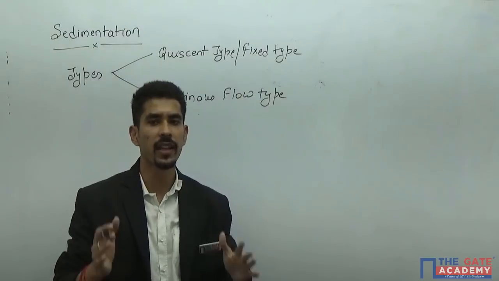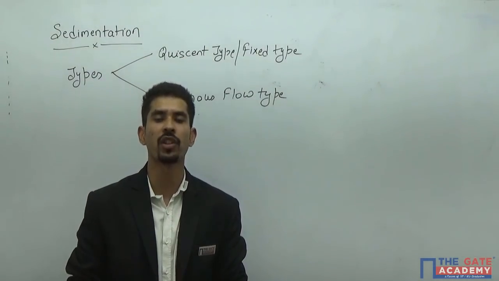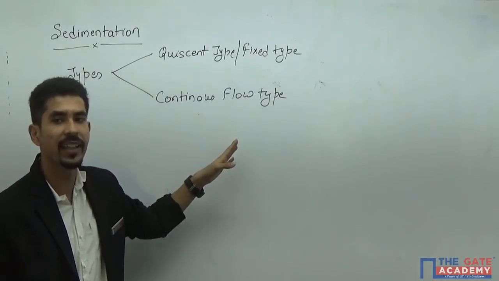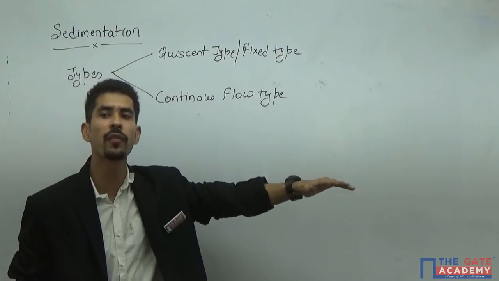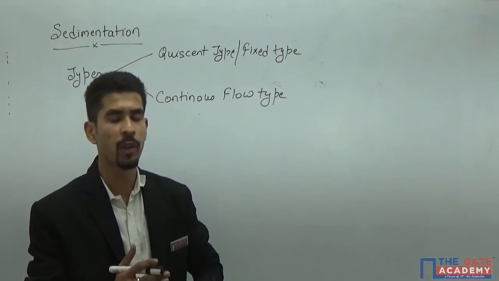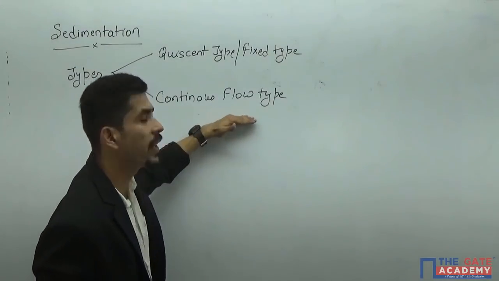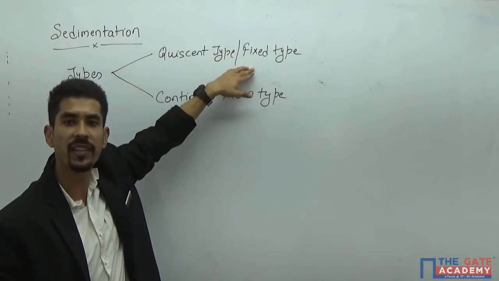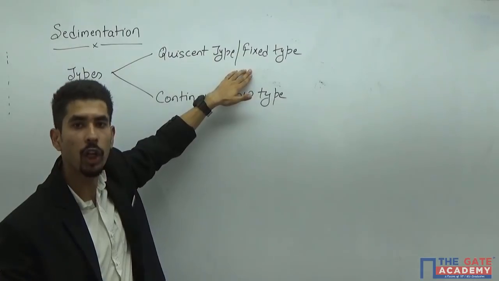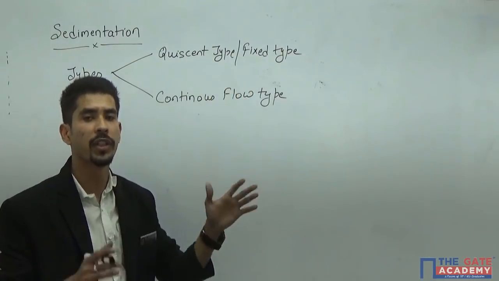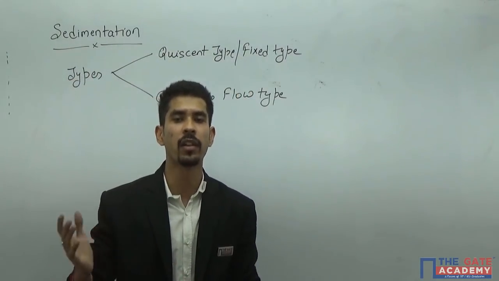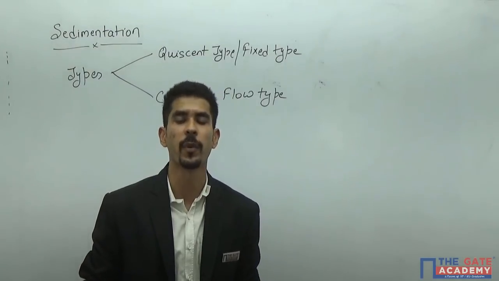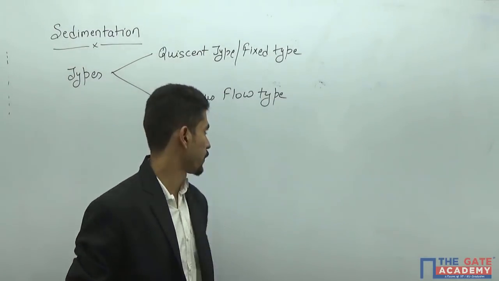Water will remain stagnant for a particular duration of time, and in the second case, there will be a continuous flow of water. Obviously, the velocity will be quite less, but there will be a continuous flow of water in the tank. But in case of quiescent type or fixed type, there will not be any continuous flow. Water will remain stagnant for a particular duration of time, and the settlement of particles takes place.